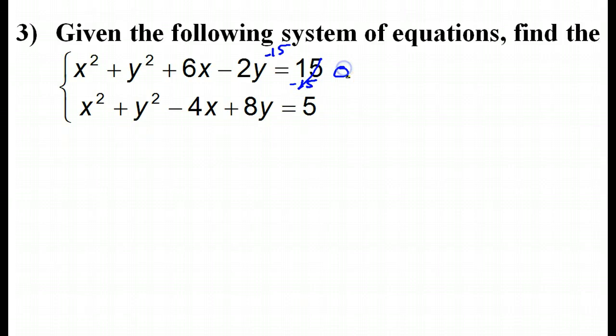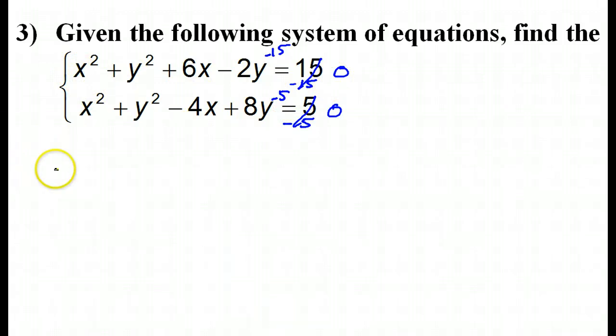And that's going to make 0 over here. And on this one, I would have to subtract 5 from both sides, minus 5. And that's going to make 0. So this is the form that it needs to be in. I'm not going to recopy the whole thing. Now, once they're both in general form equal to 0, they should be equal to each other. Feel me? Okay, so I'm just going to set these equal to each other.